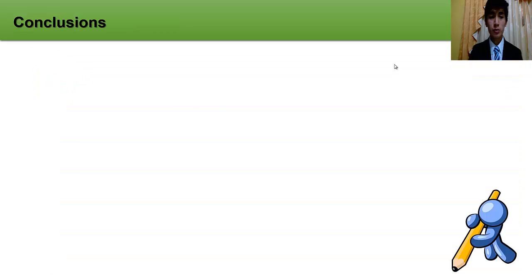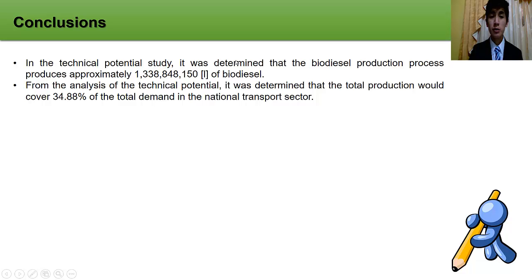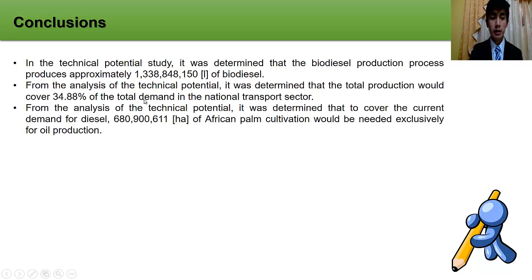Among our main conclusions, we can say that in the technical potential study it was determined that the biodiesel production process produced approximately this amount of biodiesel. Besides, from the analysis of the technical potential, it was determined that the total production will cover almost 35% of the total demand in the national transport sector. Another conclusion is that to cover the current demand for diesel, this amount of hectares of African palm cultivation will be needed exclusively for oil production.